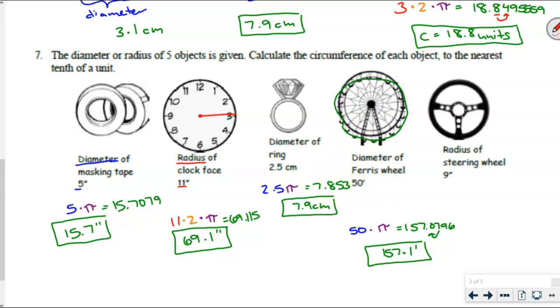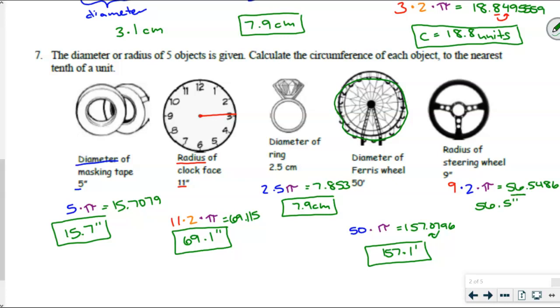The radius of a steering wheel is 9 feet. What do I do with that radius? Carter? Yep, multiply by 2, multiply by pi. And again, you can do this all in one single step in your calculator. 9 times 2 times pi gives me 56.5486, and there's more, but I'm out of space. So what did you round that to, Carter?